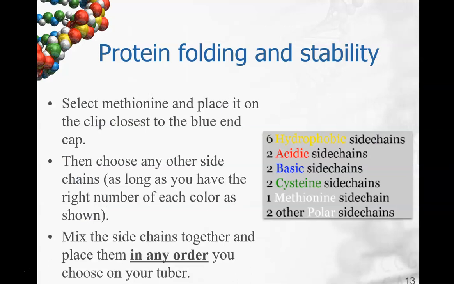So a nice way to show the concepts of protein folding and stability is to use the Amino Acid Starter Kit from the Milwaukee School of Engineering, and that consists of a long tube with clips that you can put the amino acid side chains. So what we did in class is this tube had a blue end, a blue cap, that was the amino terminus, and students chose 6 hydrophobic, 2 acidic, 2 basic, 2 cysteine, 1 methionine, and 2 other polar side chains to make a long chain that was 15 amino acids long.